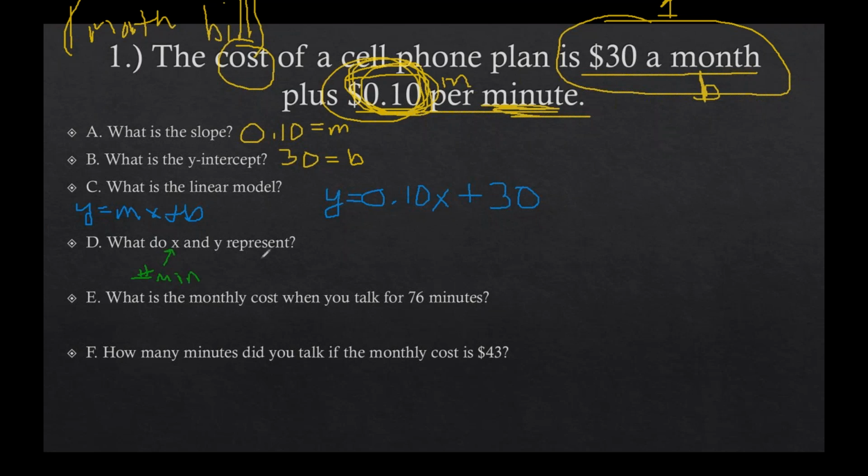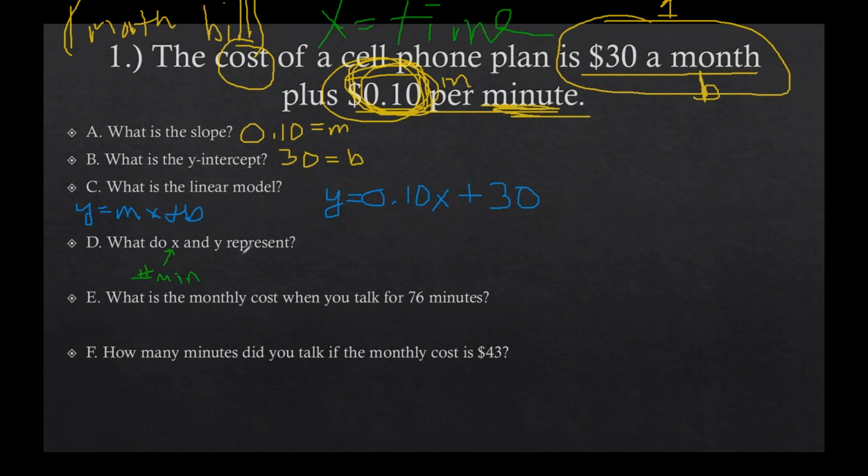And that should hopefully make sense. If you're paying 10 cents per minute, well, if I talk for 10 minutes, I multiply 10 cents times 10. That's how much I use. So x, if you ever have a problem that talks about time in any way, shape, or form, x is always going to be the time because everything depends on time. But if you don't have time, it's a whole different story.